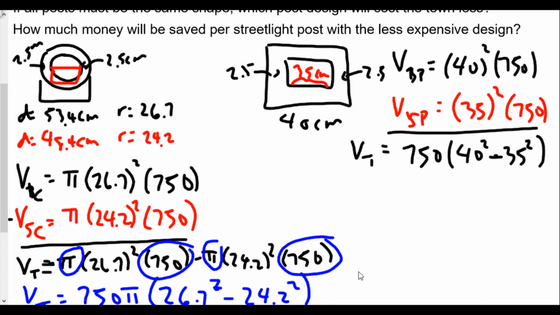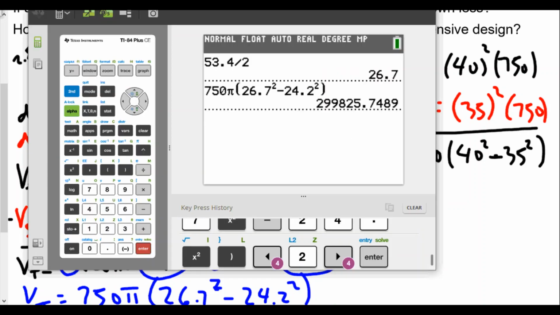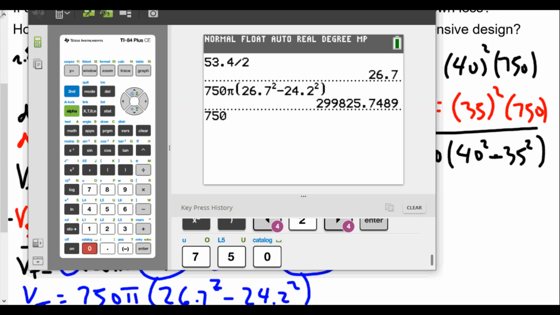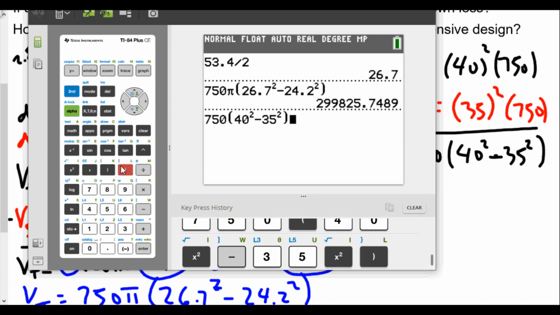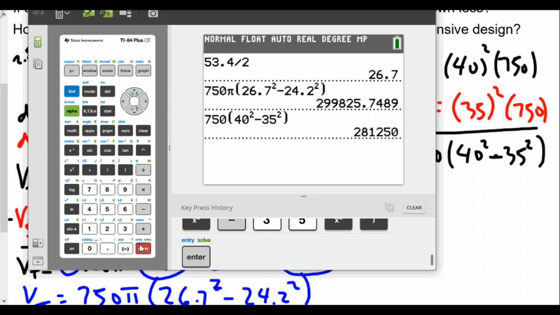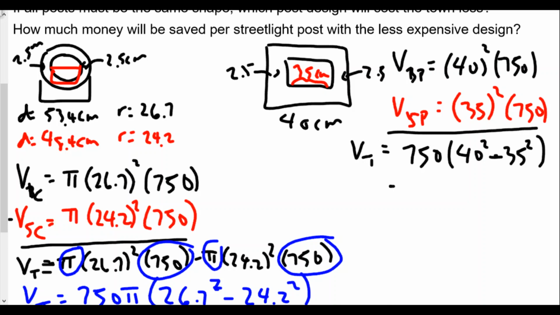Okay, let's take out the calculator. So again, we are finding the volume of the prism, and usually it's base area times height, and the height is still 750. We factor that out from both of them. We're going to now do 40 squared minus 35 squared. Okay, and so this is the volume here, and we get, in this case, 281,250 cubic centimeters.